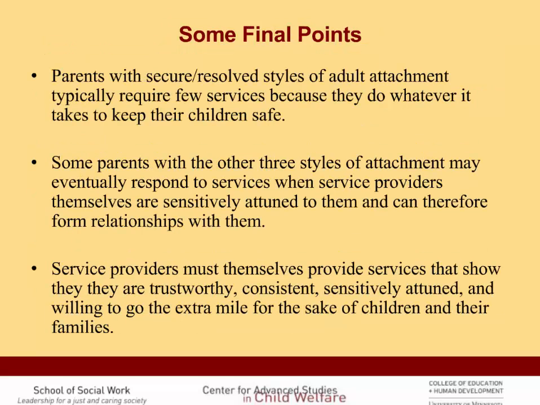As we come to the end of the training, here are some final points to remember. Parents with secure and resolved styles of adult attachment typically require few services because they do whatever it takes to keep their children safe. Some parents with the other three styles of attachment may eventually respond to services when service providers themselves are sensitively attuned to them and can therefore form relationships with them. Service providers must themselves provide services that show that they are trustworthy, consistent, sensitively attuned, and willing to go the extra mile for the sake of children and their families.